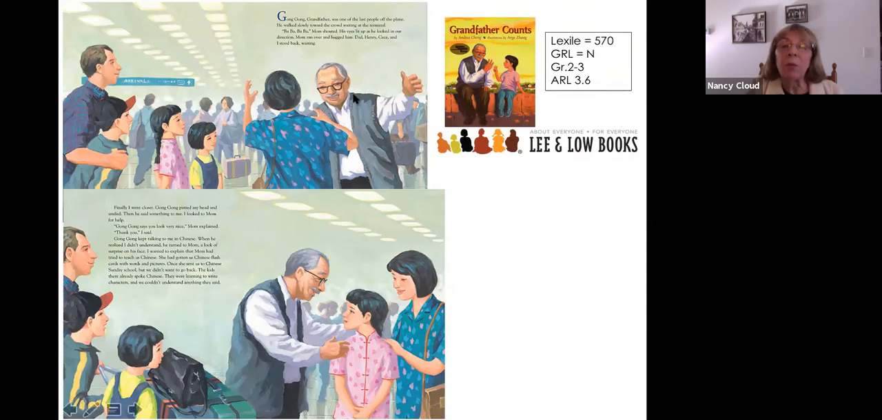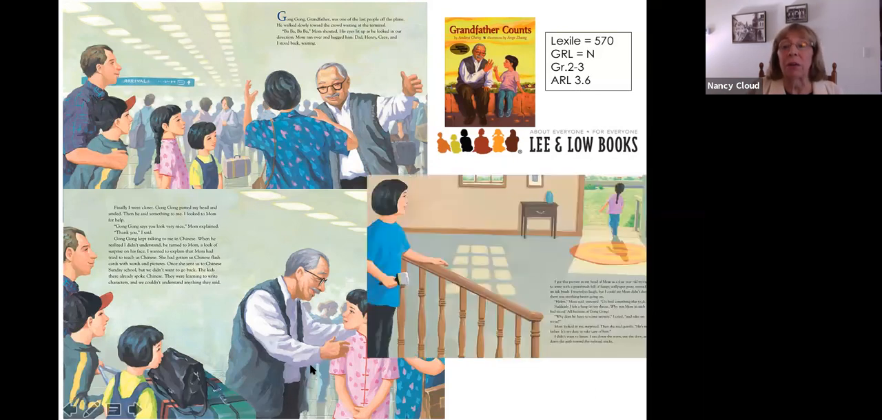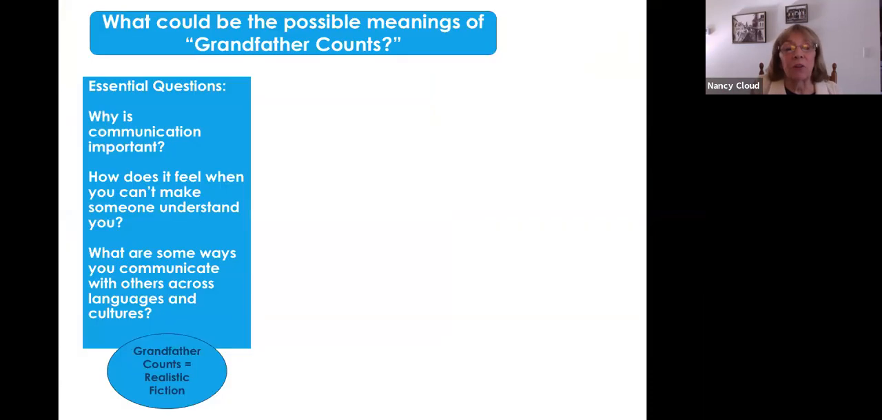So in this one, the grandfather comes to visit. You're about to see the whole thing. And these children are meeting the grandfather for the first time. This is the daughter of the grandfather. And the grandfather tries to speak to Helen, and she doesn't understand. And of course, he's disappointed because he wishes she knew Chinese. And so you'll see how the story progresses, because I'm going to show it to you in a minute.